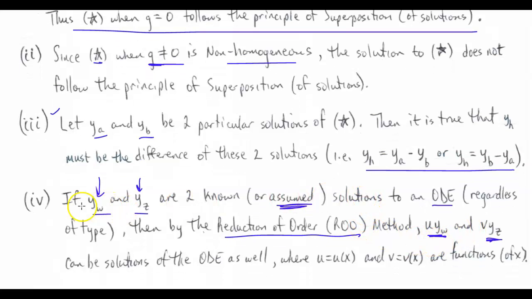So if we assume that these two can be solutions, then u times y sub w and v times y sub z should also be solutions as well, where the u and v should be functions of x. Or let's say if you are doing it in your independent variable of t, then it'll be functions of t.